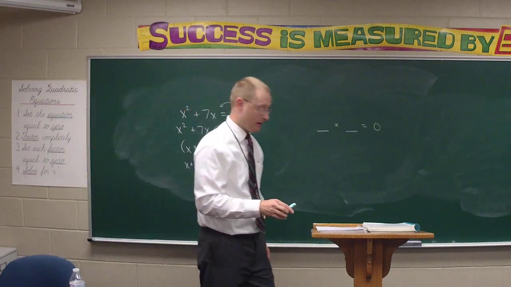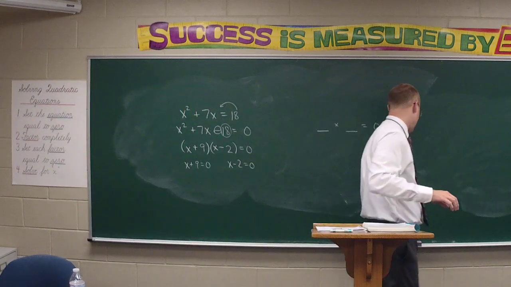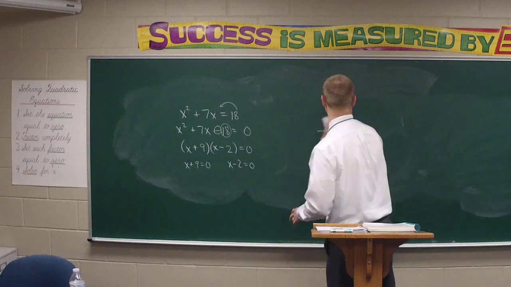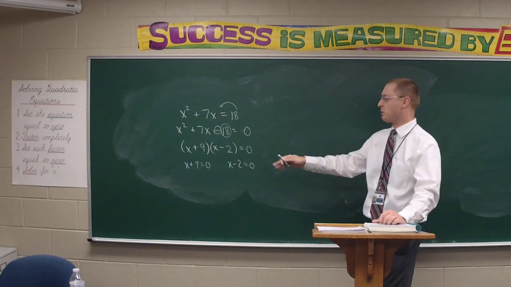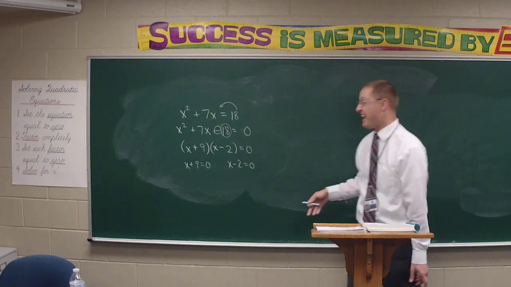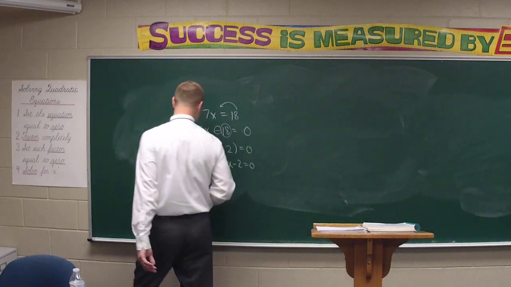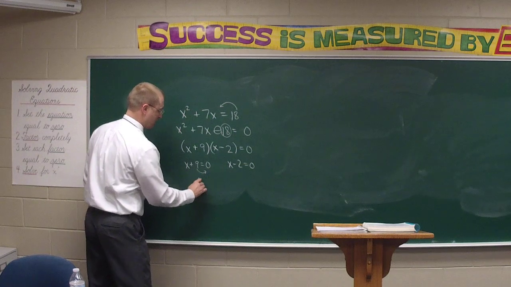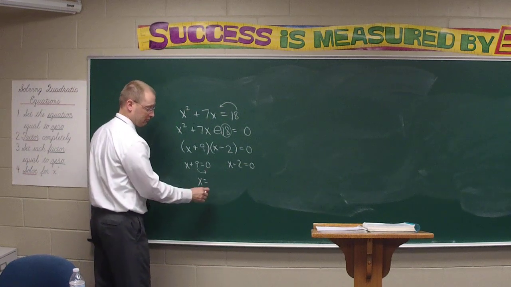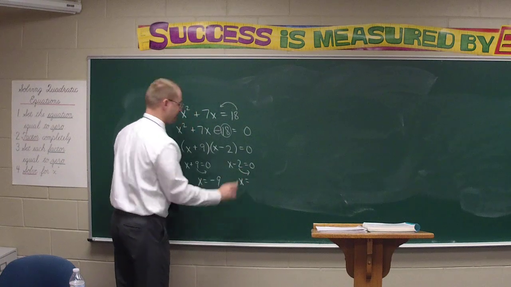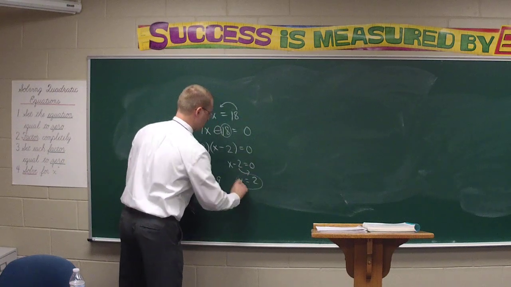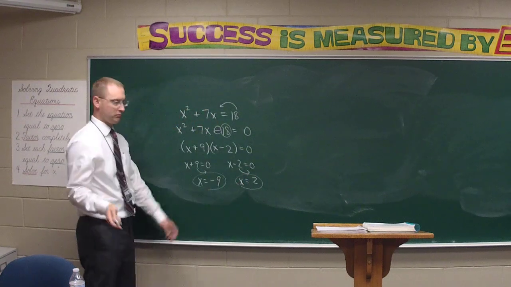That's step number 3. Set each factor equal to 0. Set the x plus 9 equal to 0, set the x minus 2 equal to 0. And then step number 4, solve for x. Move the 9 over, you get x equals negative 9. Move the negative 2 over, you get x equals 2. And there's my answers. Pretty easy.